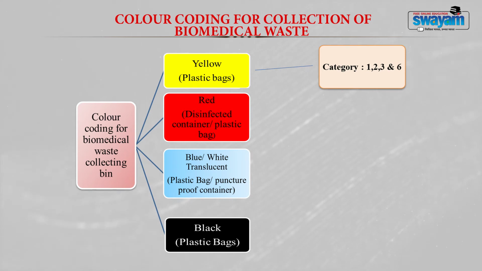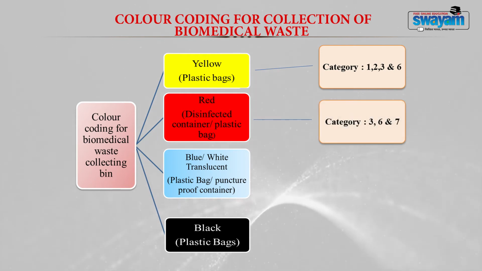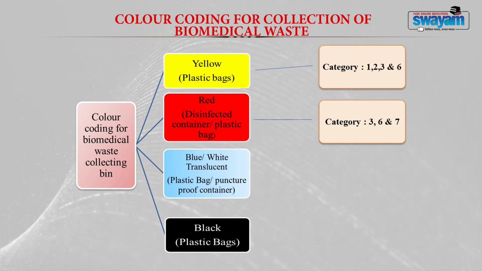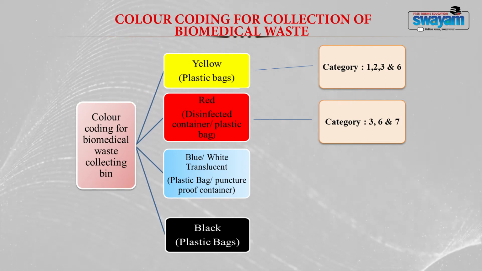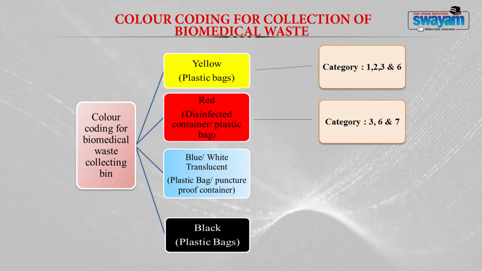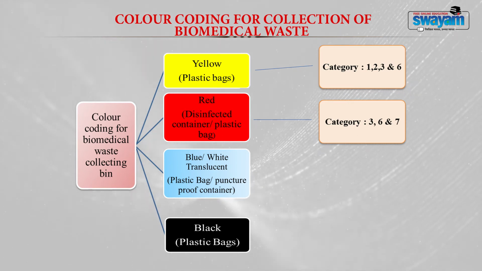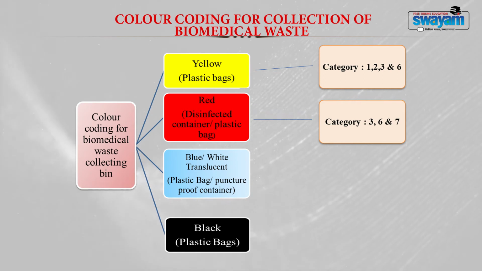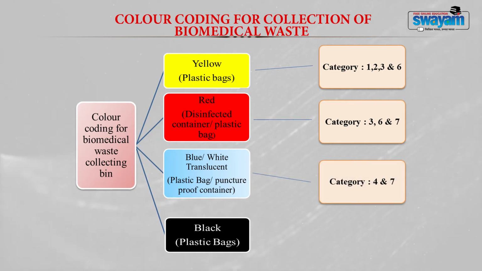Now, red bags are for disinfected containers or plastic bags, that is for category 6, 7 and 3. 3 is microbiology and biotechnology waste, 6 is soiled waste and 7 is solid waste that is generated from the biomedical waste. Then there is the blue or white bag, which is translucent. This bag should be puncture proof and is for category 4 and 7. What comes under category 4? It is waste sharps, and 7 is solid waste.